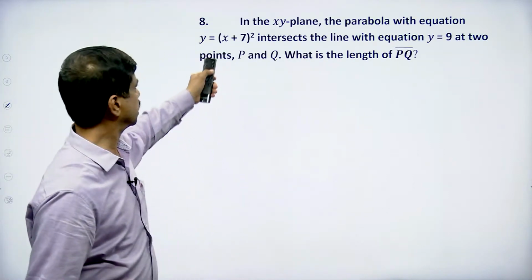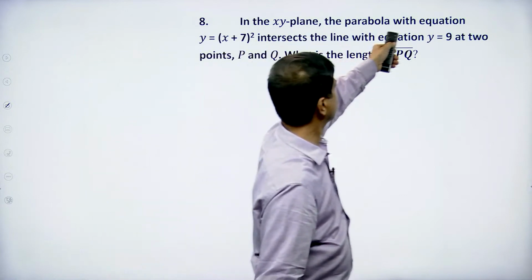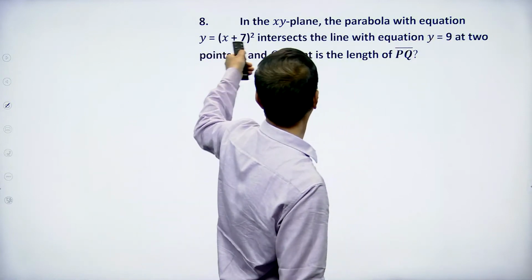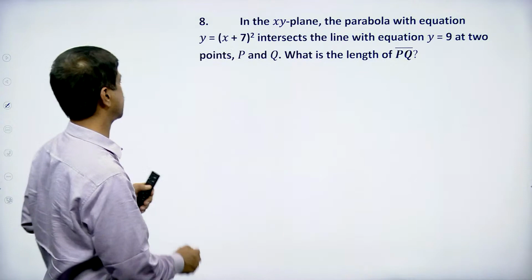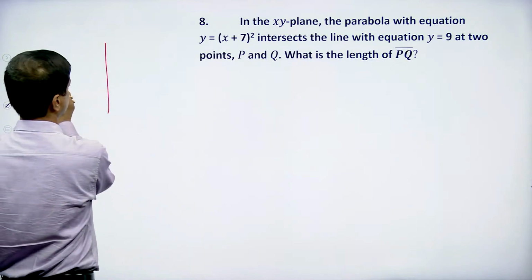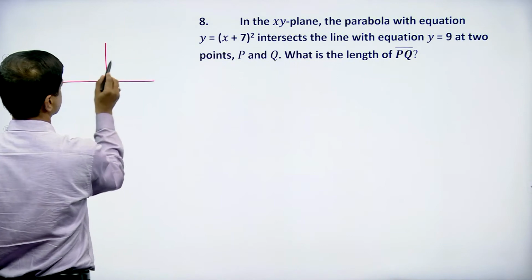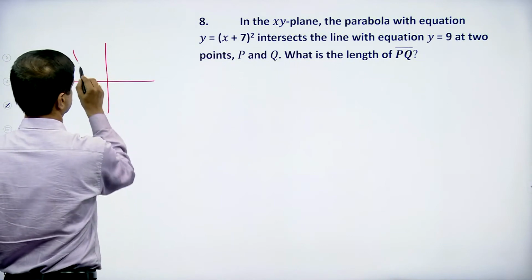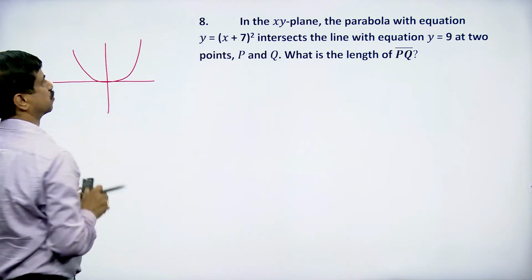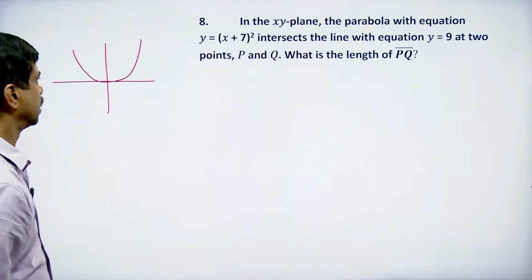Yeah, children, let us move to the next question. See, in the xy plane, the parabola is with equation y equal to (x plus 7) whole square. See, this is x square equal to 4ay form. As the y coefficient is positive, the curve is like this. x square equal to 4ay is like that.